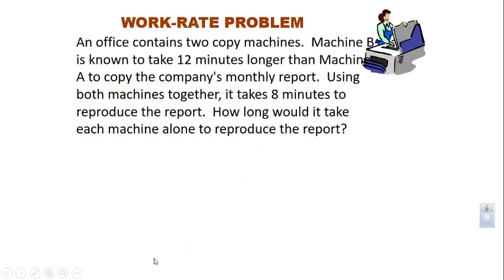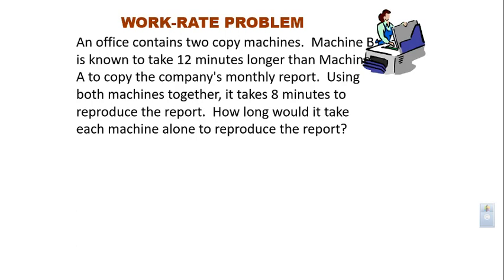Let's do one more example here, and then we will go into some others as well, which I'd like you to try before I go through them. An office contains two copy machines. Machine B is known to take 12 minutes longer than machine A to copy the company's monthly report. Using both machines together, it takes 8 minutes to produce the report. How long would it take each machine alone to reproduce the report?